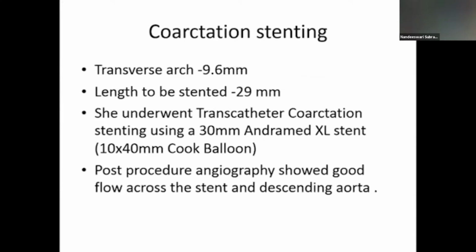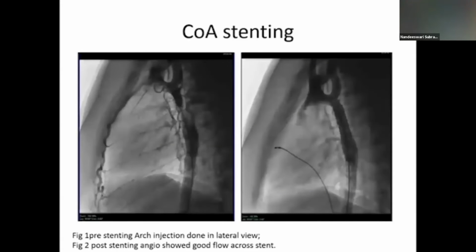In the angio, we found the transverse arch was 9.6 millimeter and the length to be stented was 29 millimeter. She underwent a transcatheter coarctation stenting using a 30 mm Andramed XL stent crimped over a 10/40 mm balloon. Post-procedure angiography showed good flow across the stent and the descending aorta. In the first image, we can see the pre-stent arch injection, which shows the coarcted segment. And post-stenting, the angio showed good flow across the stent.